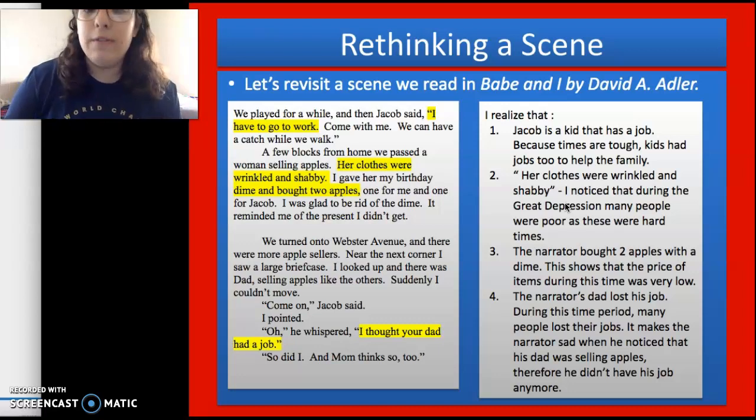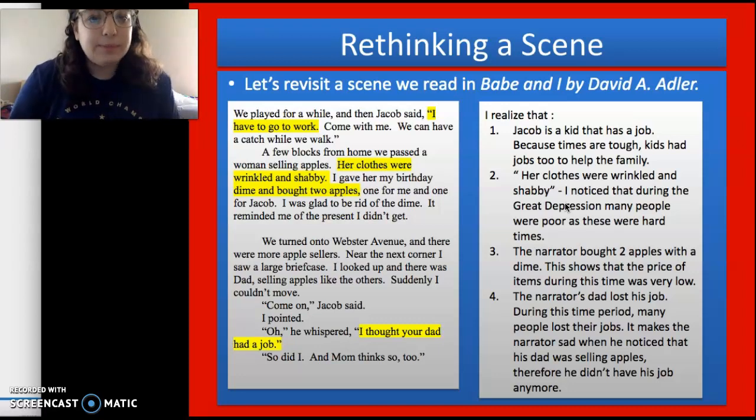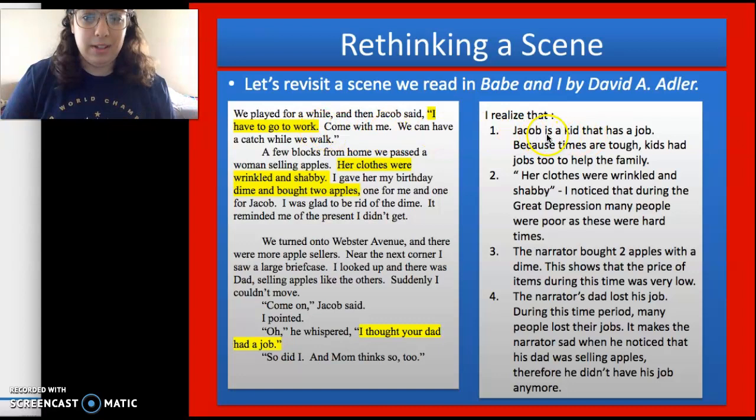So in this part of the story is where our narrator meets his friend Jacob, and Jacob explains that he has to go to work. So right here where it's highlighted is a quote from Jacob saying he has to go to work. So that helps me realize that Jacob has a job.